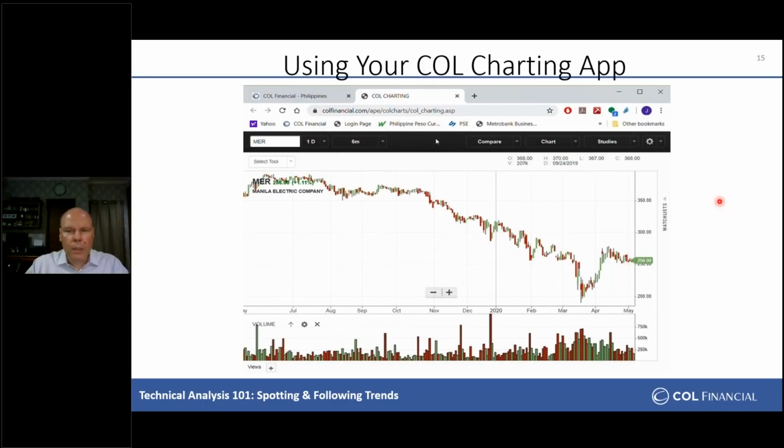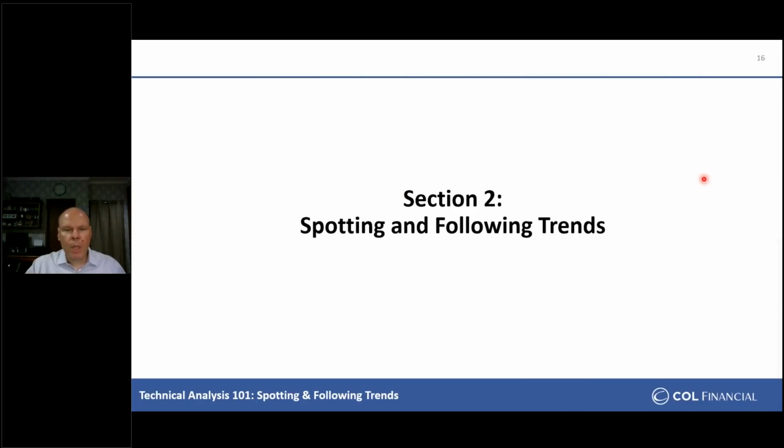So the charting tool here is quite versatile. You can also use the select tool here to draw lines, trend lines, channel lines, Fibonacci retracements. So go ahead and play around with it so that you can maximize your use of this. All right, so let's get into spotting and following trends.